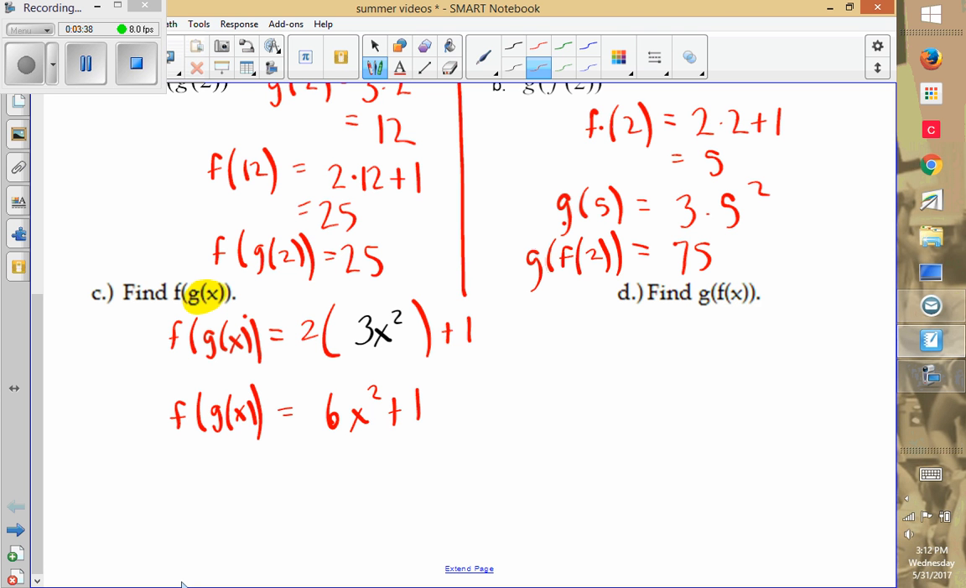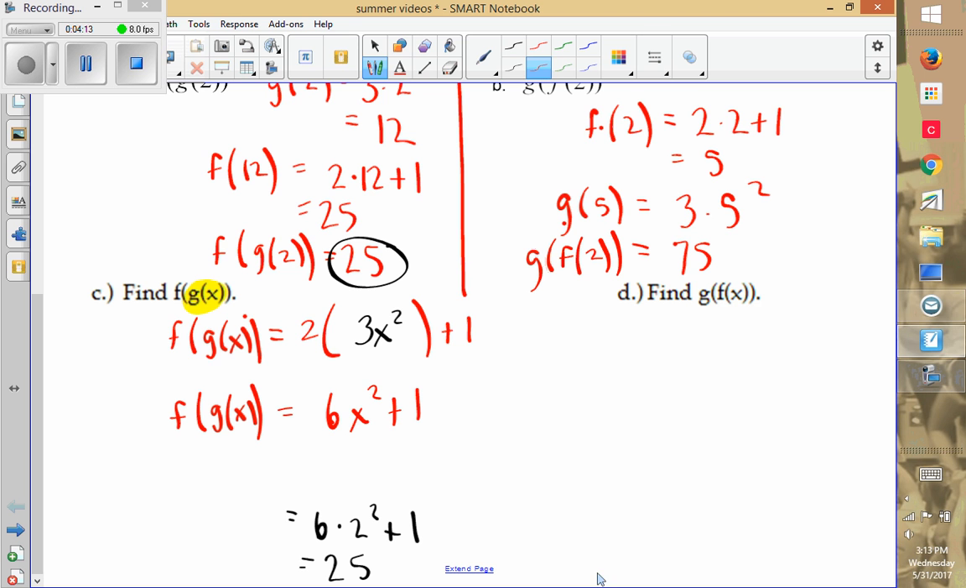Basically, this 6 times x squared plus 1 is the equation that would actually give me this 25 value if I went straight into plugging in 6 times 2 squared plus 1, 6 times 4 plus 1 equals 25. So you can find the full f of g of x expression first and then plug in the 2 like I did before, or we can do the 2 pieces that we had.